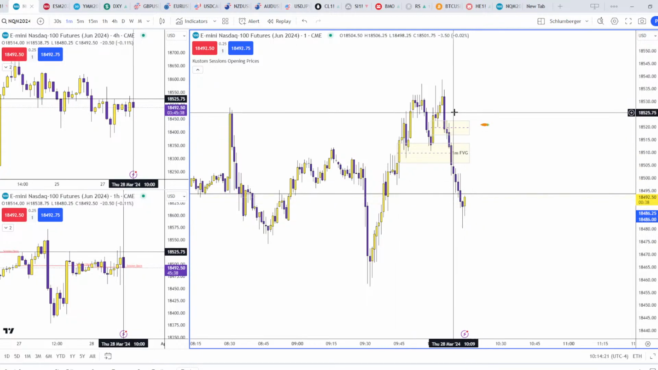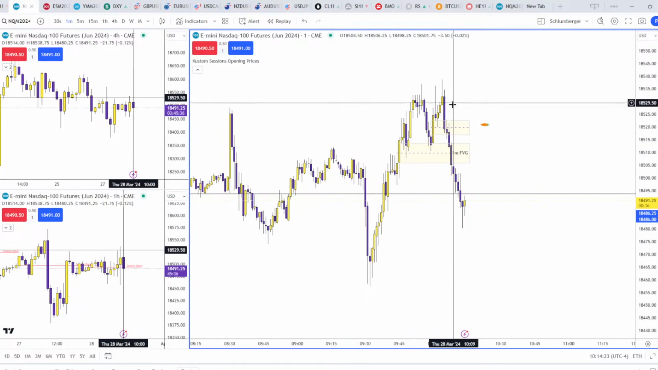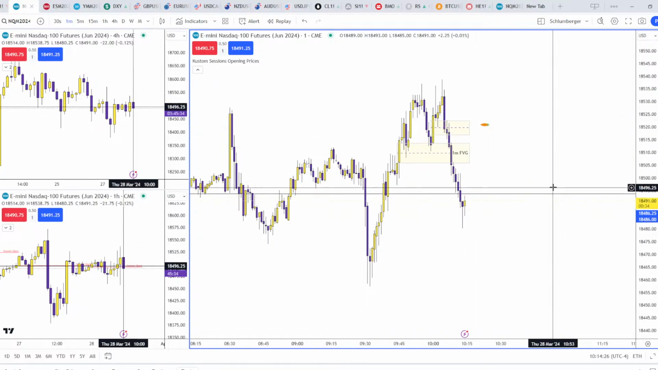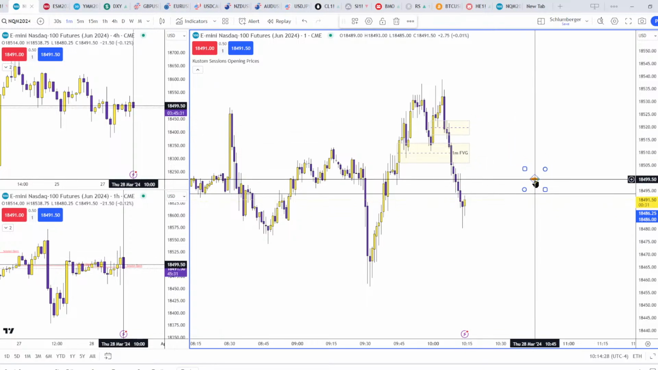Breaker, or sorry, premium to discount inside the range. They'll become more and more obvious to you in time if they're not already obvious.